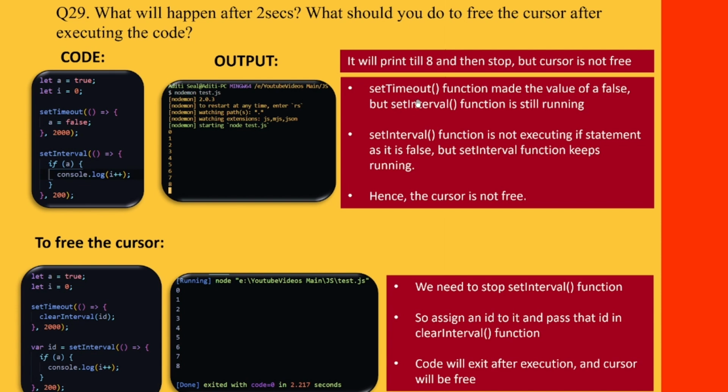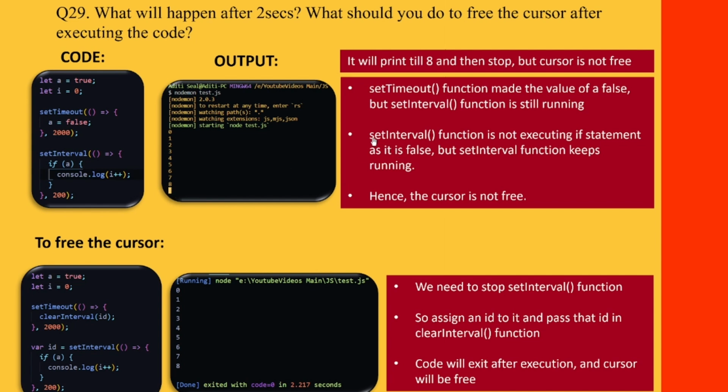And then you can see over here, set timeout function made the value of A false, but set interval function is still running. So notice one thing here, I have set this value of A to false, but not this function, right? So the function will be executed after 2 milliseconds, but this if block will not be executed. Okay, so that is why this cursor is not free.